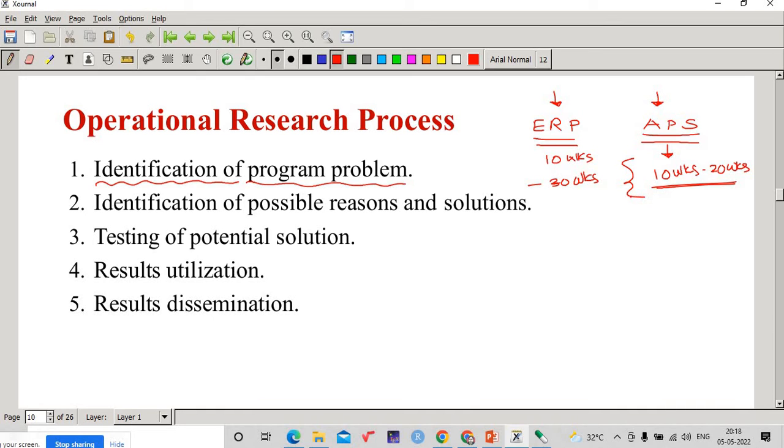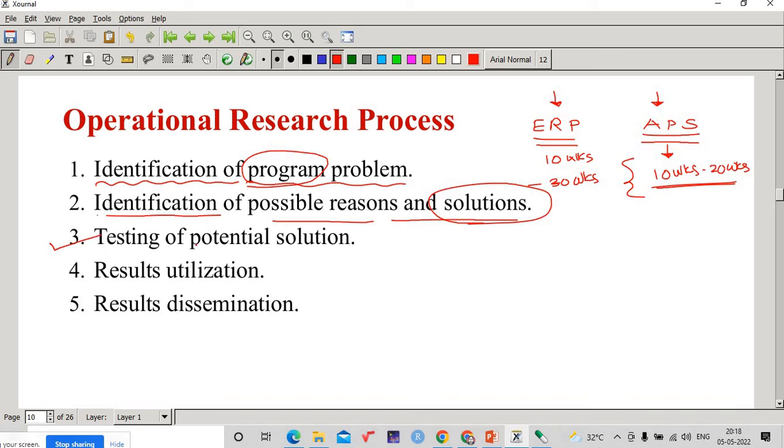So what problem is faced by a particular organization or institute must be identified, and it should be programmed properly. That is the first step of operational research. Next, identification of the possible reasons and solutions. What are the reasons? What can be the solution in that regard? What algorithm should be followed to get a proper solution for it? That should also be identified here.